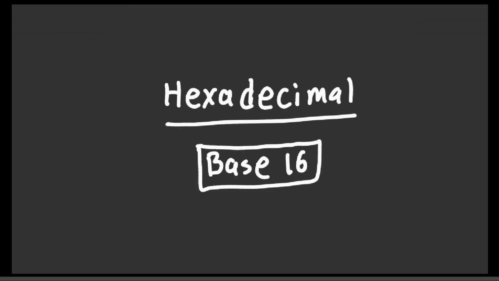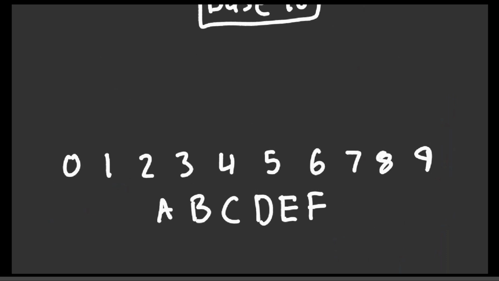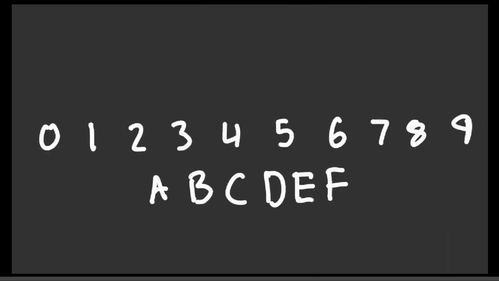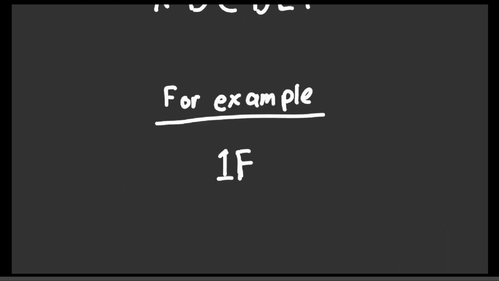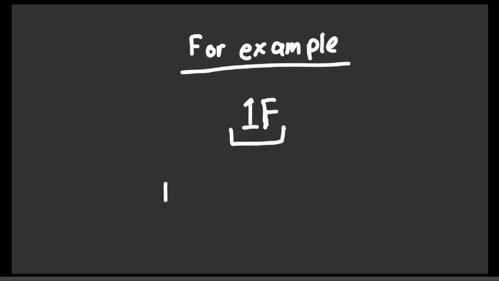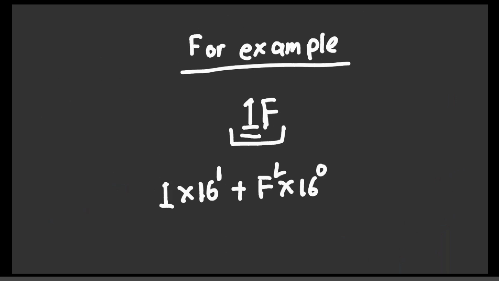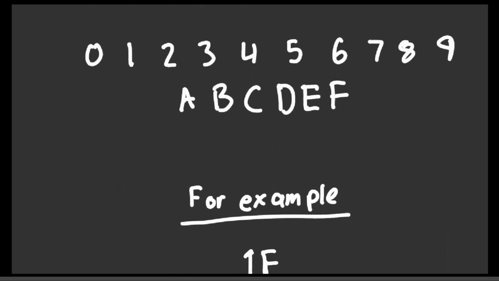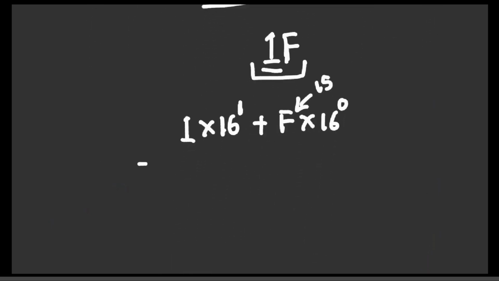A common number system you might have seen is called hexadecimal. It's a base 16 number system, and it consists of the numbers 0 to 9 and also the first 6 letters of the alphabet. An example of this is the number 1F, which you can convert into decimal by doing 1 times 16 to the first power, plus F times 16 to the 0th power. F is the 15th number, so you can rewrite this as 15, and that is 31.